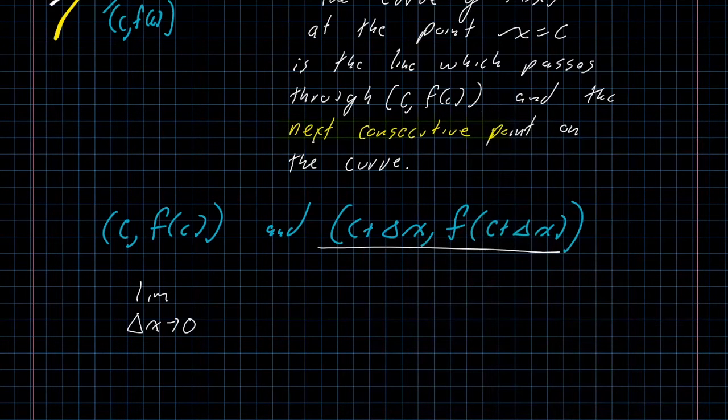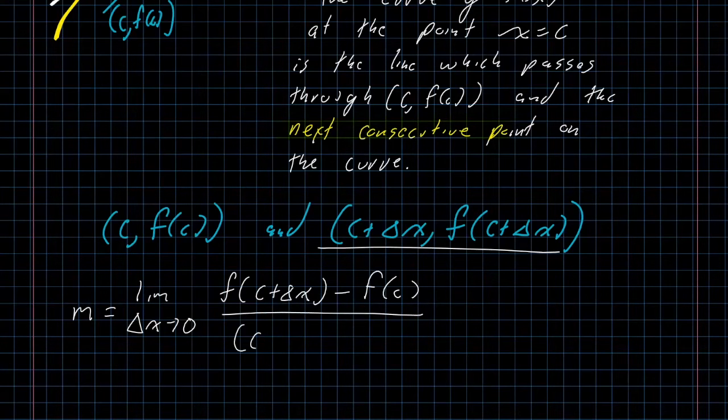If we want to have a point c plus delta x, f of c plus delta x, well, we can take the limit as delta x goes to 0, and we can calculate the slope of the line through these 2 points. f of c plus delta x minus f of c all over c plus delta x minus c.